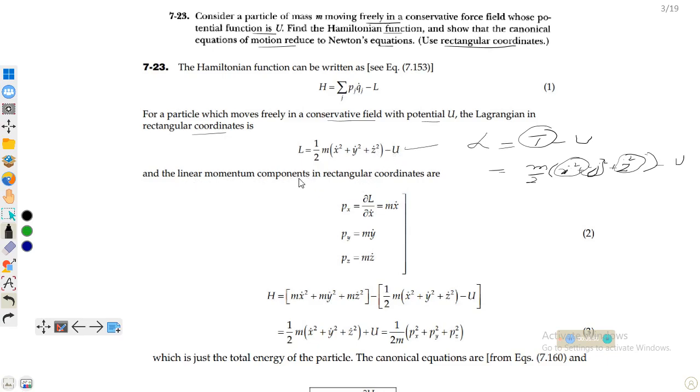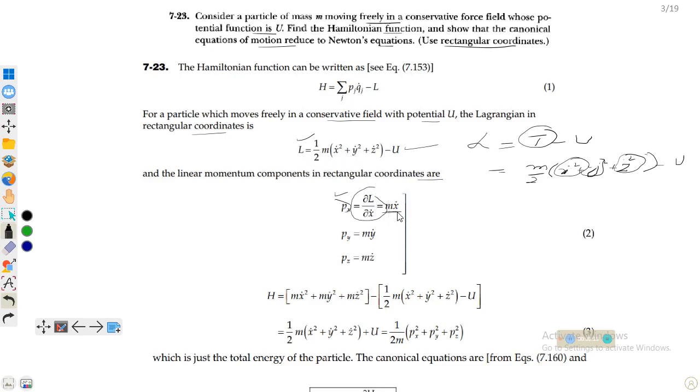And then the linear momentum component in rectangular coordinates will be equal to p_x is equal to partial L over partial x dot. We have the Lagrangian, so we can find its p_x component with the help of this Lagrangian. So p_x will be equal to partial L over partial x dot. We need to just take the derivative of the Lagrangian with respect to x dot. This will give p_x.